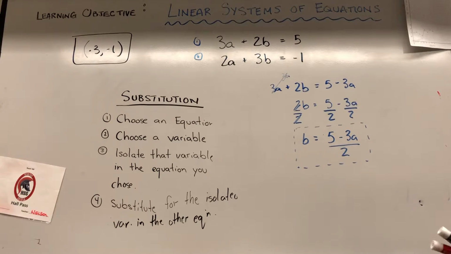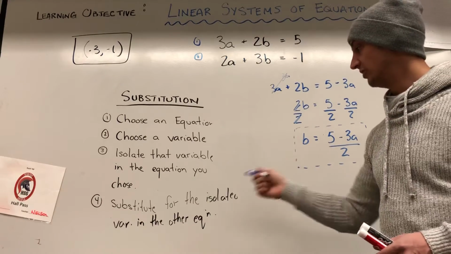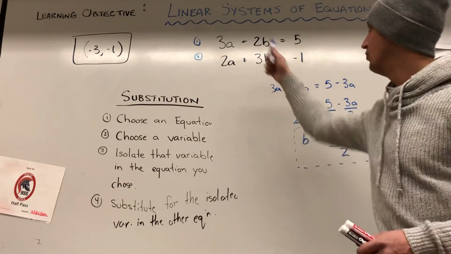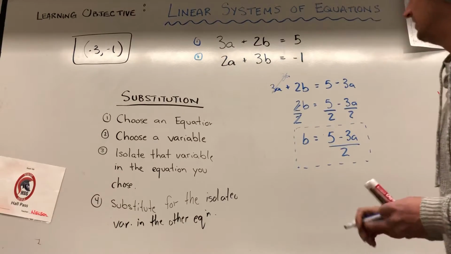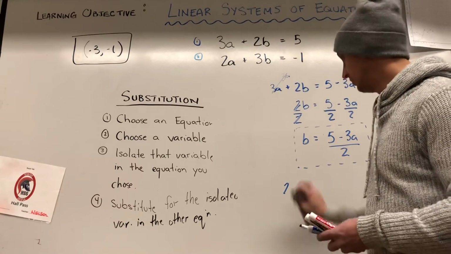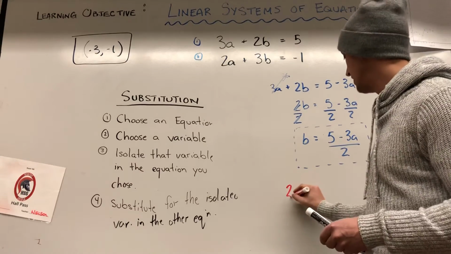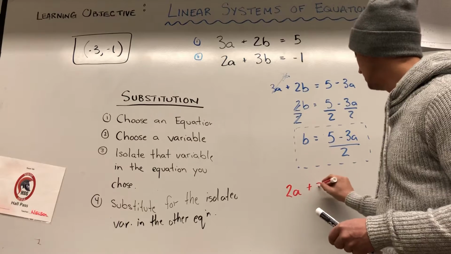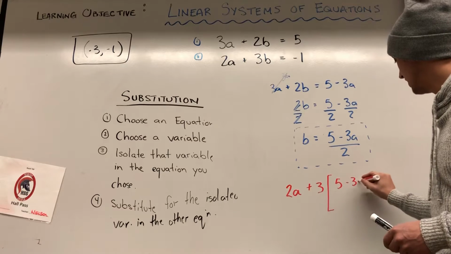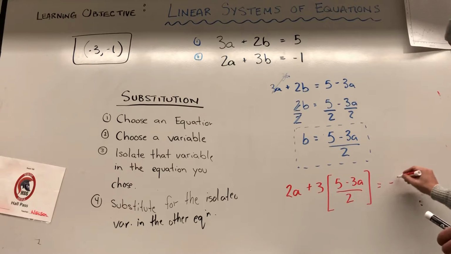Okay, and so now I take this equation, I substitute for b in the other equation. So I did a 1 here, so I'm going to go to 2 now. And every time I see a b, I'm going to replace it with this mess. I'm going to do this in red so you know where. So I have 2a plus 3b, but b is this mess. So 3 times 5 minus 3a over 2 is equal to negative 1.